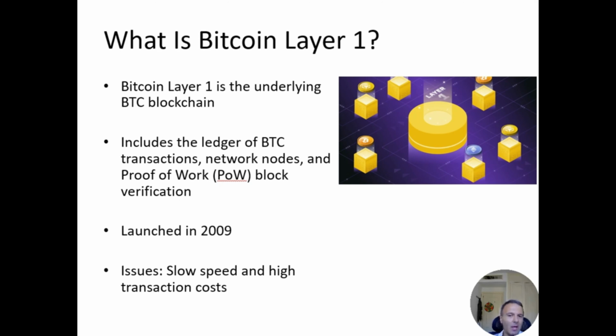But what are the issues of layer 1? Well, firstly, it's very slow speed. It takes up to 10 minutes for a brand new block that contains the new Bitcoin transactions to take effect on the public ledger. So it's quite slow, and it has high transaction costs. So these are the main two issues on the Bitcoin layer 1.